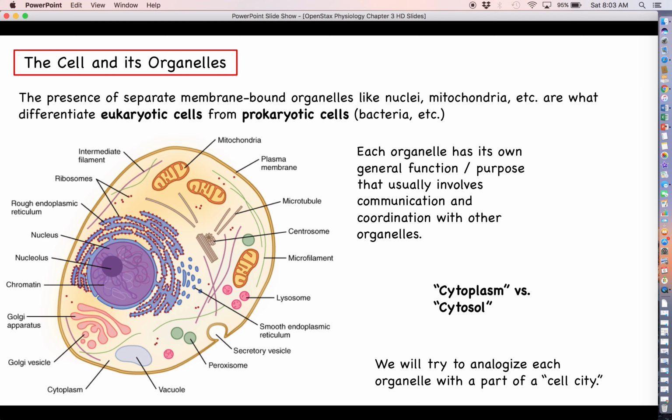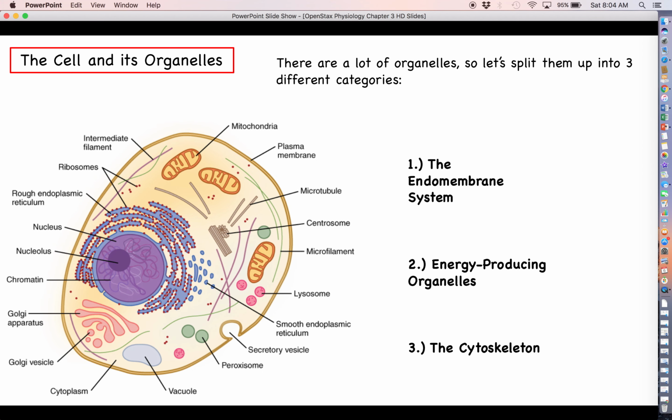So for each organelle that we go through, my favorite thing to do to help students get a grasp on what each organelle does is to analogize the whole cell as a big functioning town or city, and then each organelle basically has a role to play in terms of, is this City Hall, is this the post office, is this a power plant? So we're going to try to put each organelle forth as filling some role in a city.